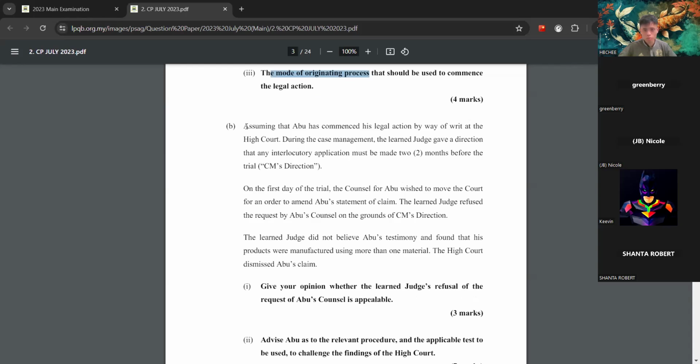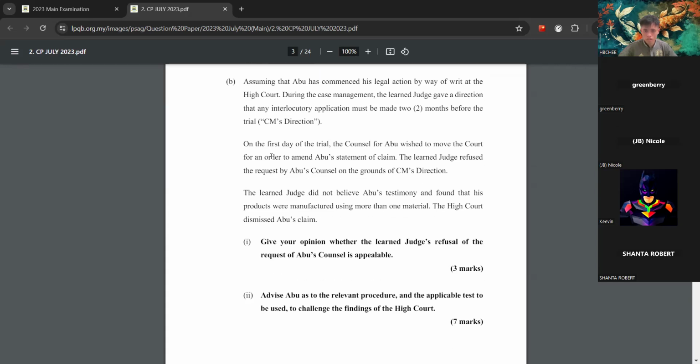Okay, now we're coming to B. I assume that this one we have discussed before. Never mind, I will go through it again. So, assuming that Abu has commenced the legal action by way of writ at High Court. During CM, the learned judge gave a direction that any interlocutory application must be made 2 months before the trial. This is the so-called CM direction.